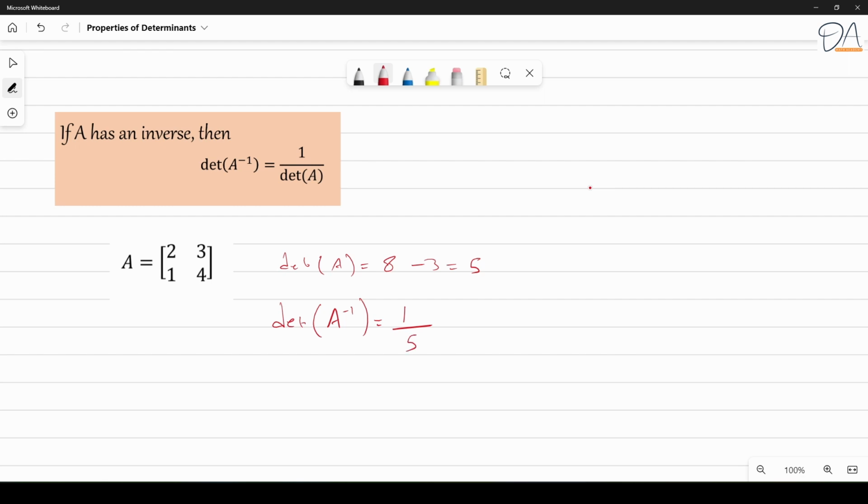So you can see we can get the determinant of the inverse without actually having to calculate the inverse itself. There is no need to calculate the inverse and then get the determinant. You can directly get it using this property.